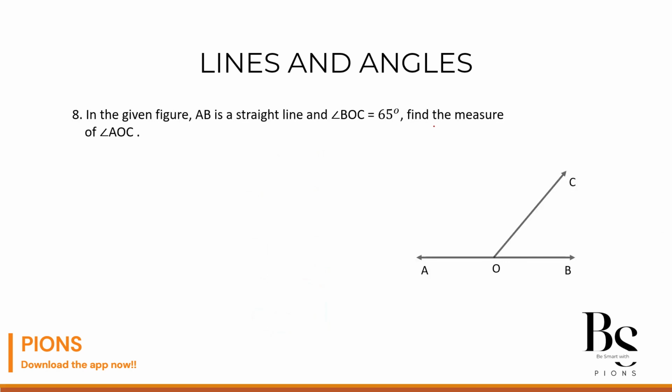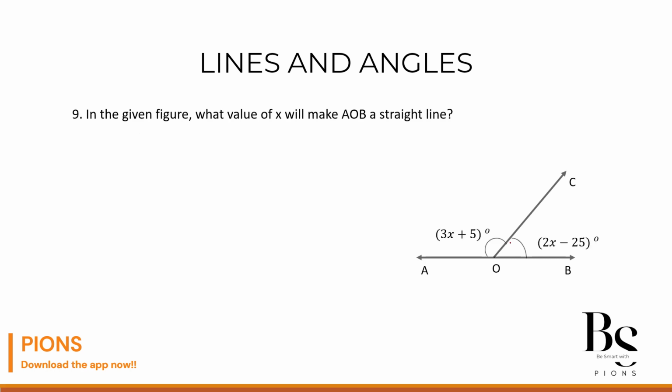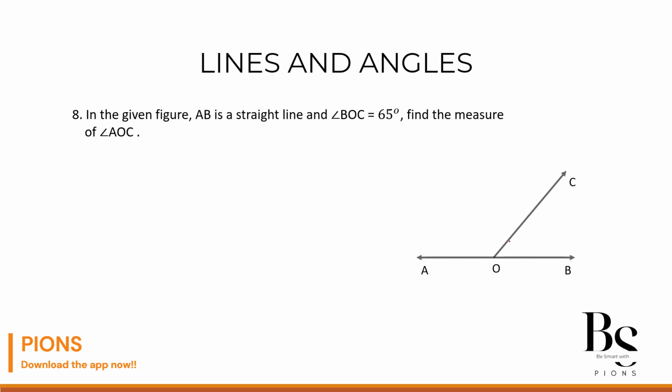Question number 8 says, in the given figure, AB is a straight line and angle BOC is 65 degrees. So let me draw here. This is our 65 degree over here. This is our angle BOC, 65 degree. Find the measure of angle AOC. We have to find this angle.